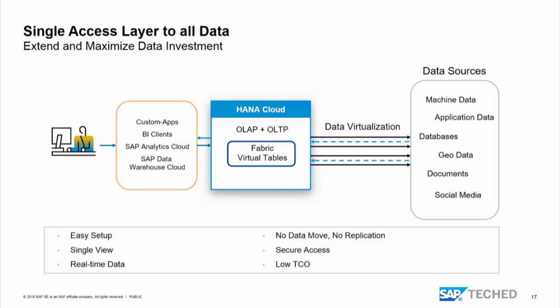And again, secure access, encrypted, being able to connect. And if you've noticed, the consumption on the left in terms of apps and BI clients, SAP Analytics Cloud and the Data Warehouse Cloud, really haven't changed, still there. So this is a great way, a single access layer to all data, and really to maximize the data investment. And finally, centrally store and manage your data with your own data lake.